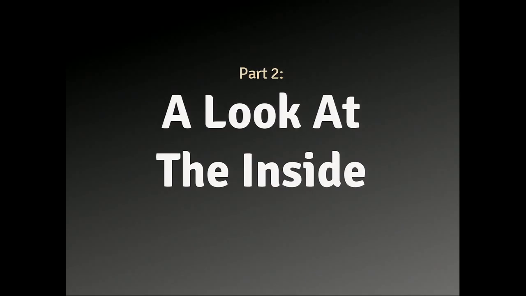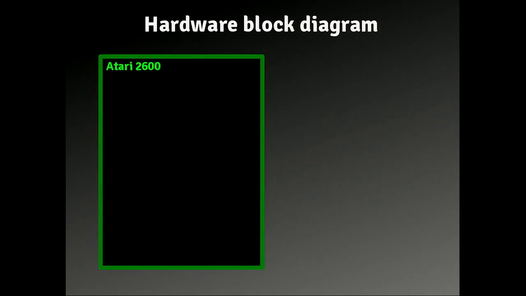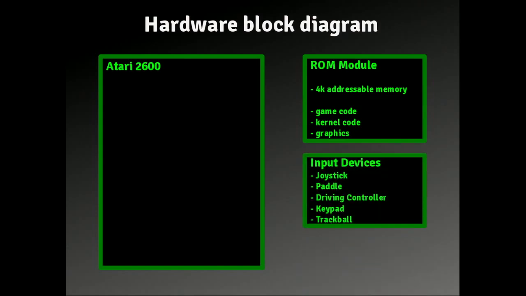So let's take a look at the inside, what the hardware looks like. We've got the 2600, a ROM module which will run your code. You've got input devices: joystick, paddle, driving controller, keypad, trackball are available, and of course the output, the television or the composite output.